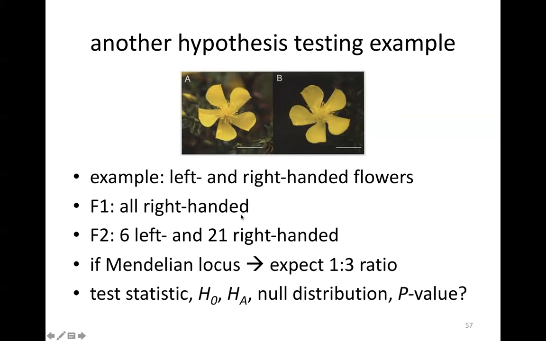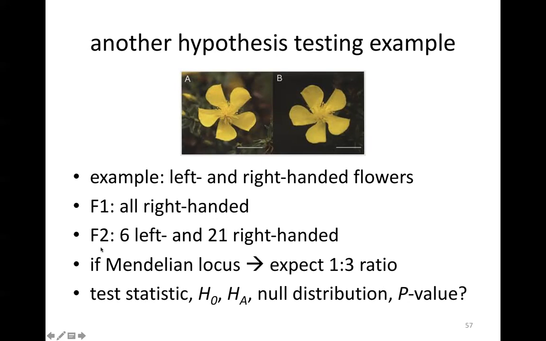And what the data in this case, which is collected, involves 27 such flowers produced in the F2. So right and left-handed true breeding plants, so homozygous plants, are crossed. F1 are all right-handed. So we can imagine if this is a Mendelian locus with single gene, two alleles, full dominance, then the right-handed allele must be dominant.